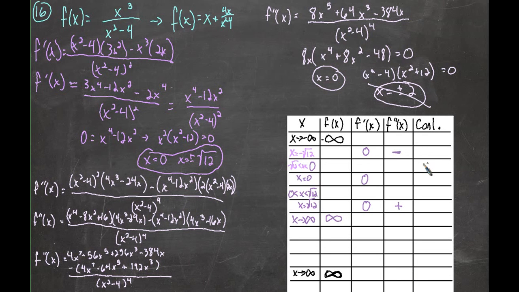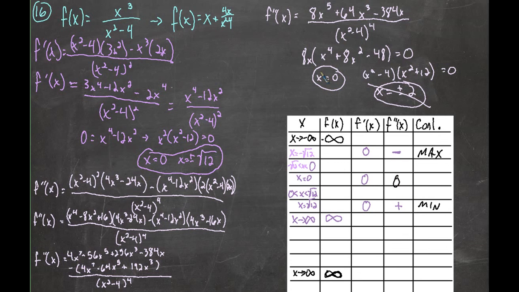Now that we know that we have a concave down and a concave up interval, at this point where the slope is 0, we know that this is a maximum. We know that this is a minimum. How about this guy right here? The slope is 0. What's the second derivative? Turns out it's also 0.